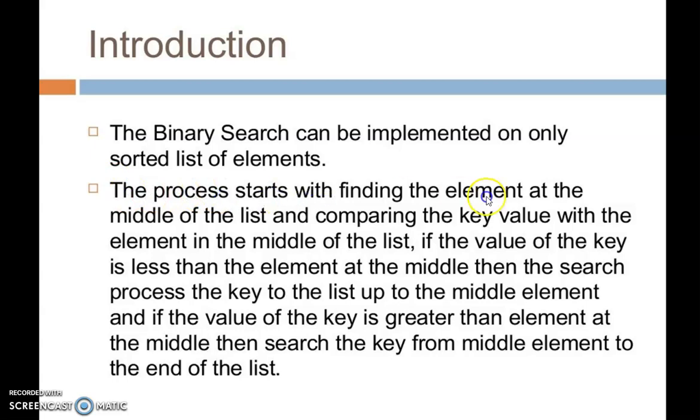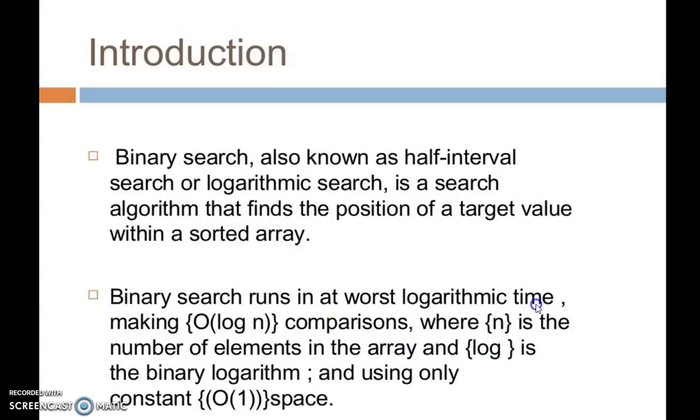The process starts with finding the element at the middle of the list and comparing the key value with the element in the middle of the list. If the value of the key is less than the element at the middle, then search the key in the list up to the middle element, and if the value of the key is greater than the element at the middle, then search the key in the list after the middle element.